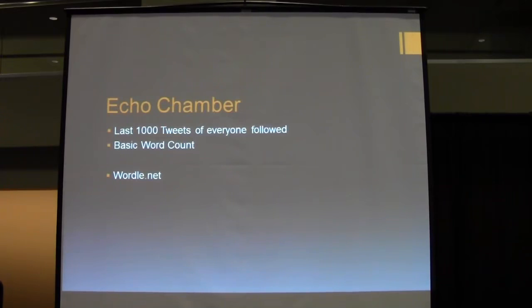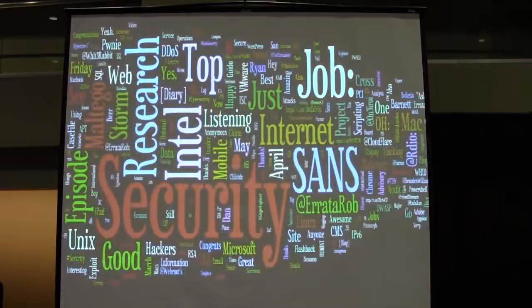So I grabbed the last 1,000 tweets of everyone the user followed. In that case, that's me. And just did a basic word count in all the tweets. Straight up word count. Found a list of 5,000 common English words on Google and just excluded those. And then said, here's my list of words. And then I threw it into Wordle.net. So if you've not played with that site, it's really cool. It allows you to take a text document and it will count all the words in it, and it'll just make a visualization. And it'll look something like this.